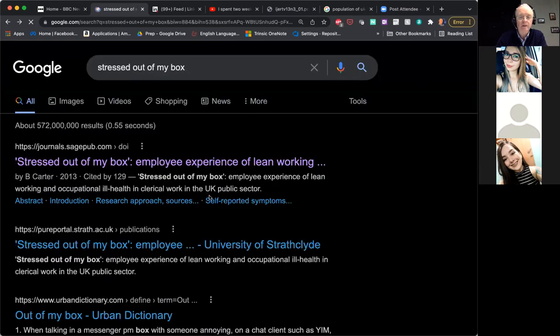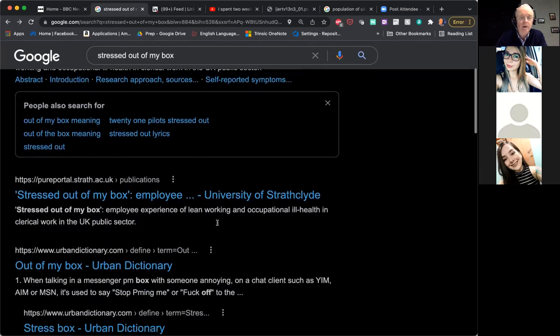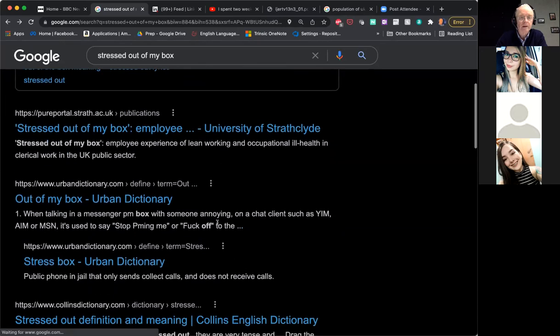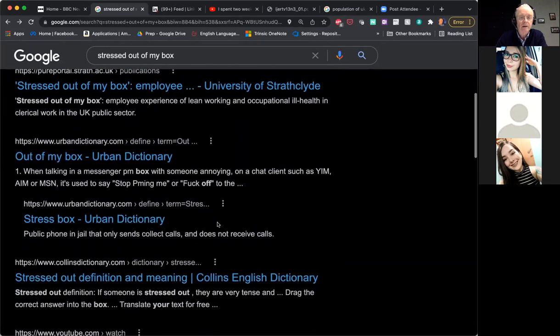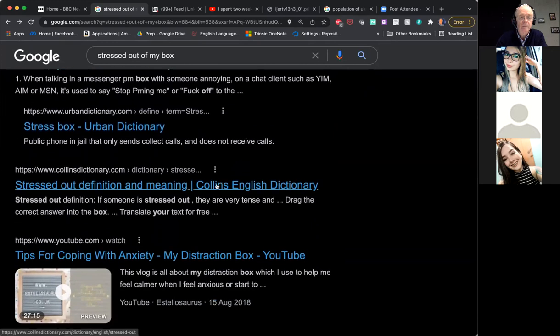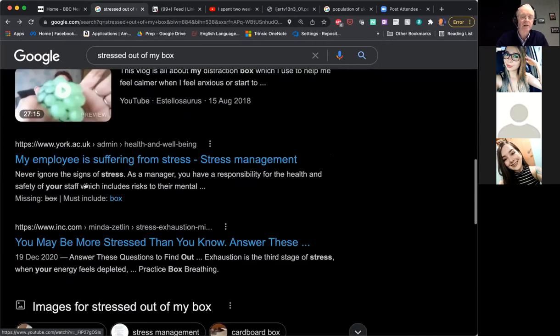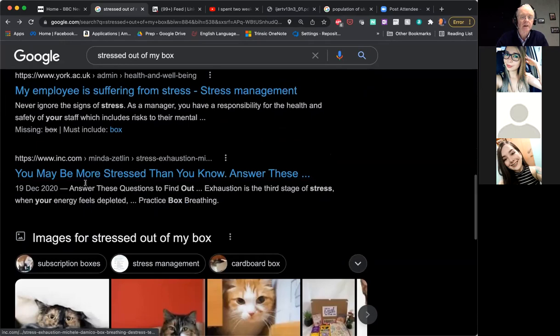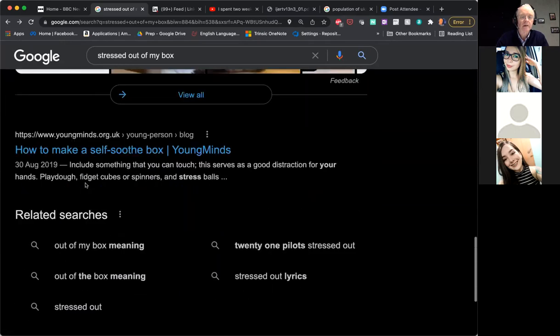That's a very formal definition we're getting into there. I don't want that. Stressed out is a kind of shortened form, right? I am stressed out. Okay.